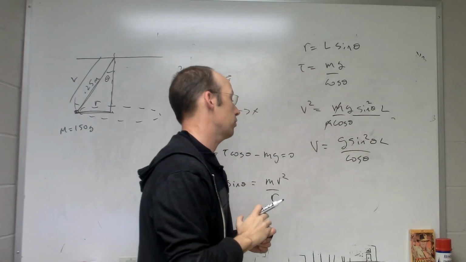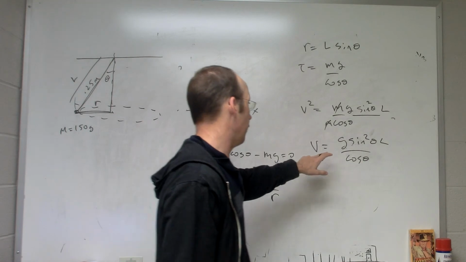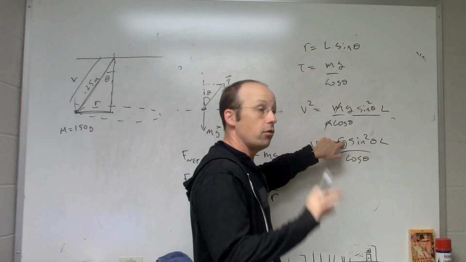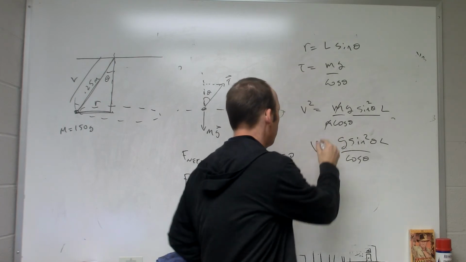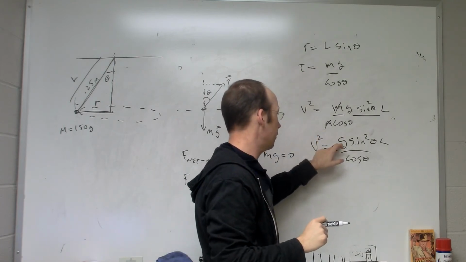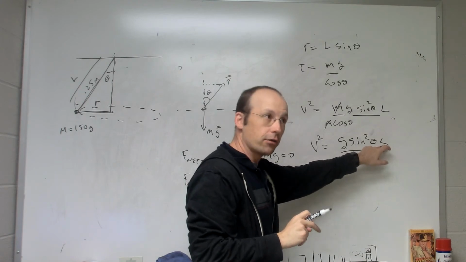Let's just check and make sure that things are working correctly. Does it have the right units? g is in newtons per kilogram, which is also meters per second squared. Oh, this is squared. Meters per second squared times meters is meters squared per second squared.